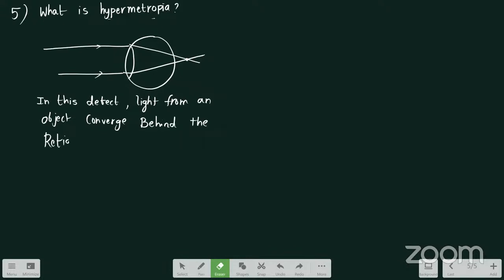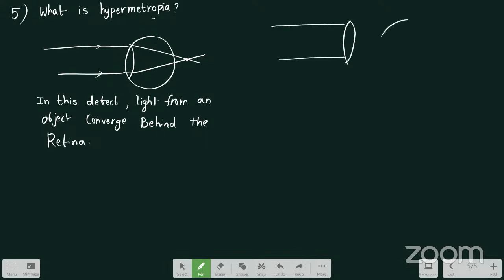So how can you correct this? For correcting myopia, we used a concave lens. For correcting hypermetropia, which type of lens will we be using? We will be using a convex lens. Which type of lens will we be using? We'll be using a convex lens.